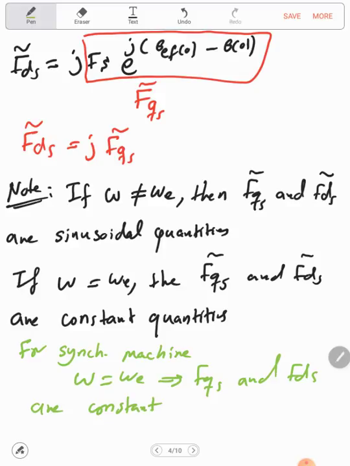Now, another thing is regarding the initial angle of the reference frame. We know theta EF of 0 is the initial angle of the time domain function, while theta of 0, this one, is the reference frame initial angle. And this one we can attach anywhere, because we can assume the initial angle for the reference frame to be started anywhere in space. So without loss of generality, we can assume that theta of 0 is equal to 0.